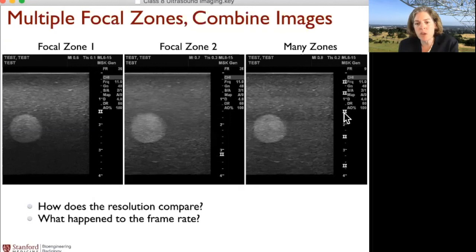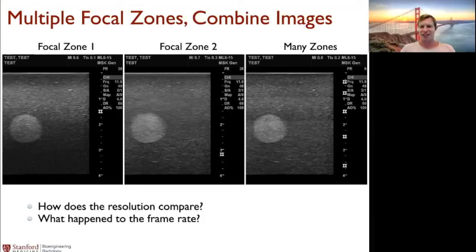So this image over here, there are multiple focal depths and it's combined so that it should have better resolution throughout the image. Whereas here, this is going to have the best lateral resolution here, the best lateral resolution down here, and this should be better throughout. We do see that the frame rate is decreased. Although, oddly, I'm not quite sure why. There's 1, 2, 3, 4, 5 focal zones and the frame rate is only decreased by a factor of 4, not 5. So there's something I don't quite understand there, but it's close.